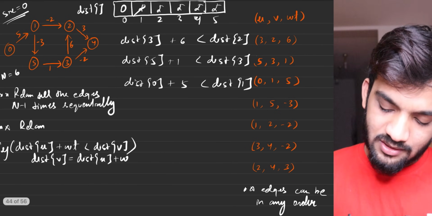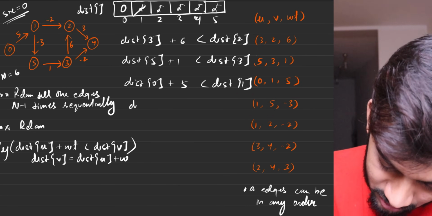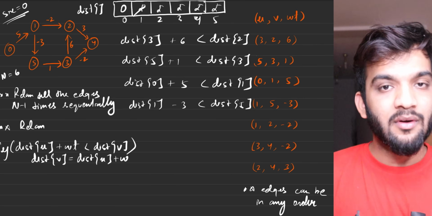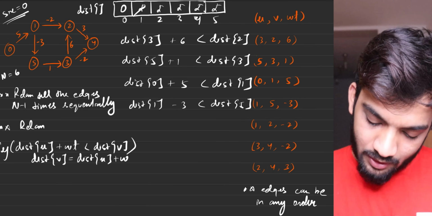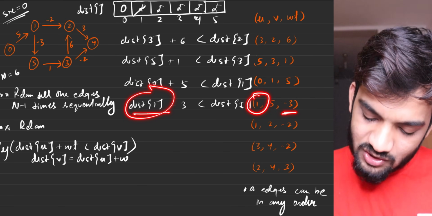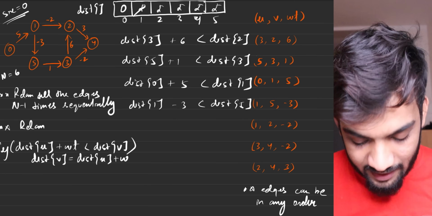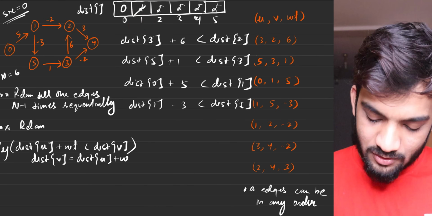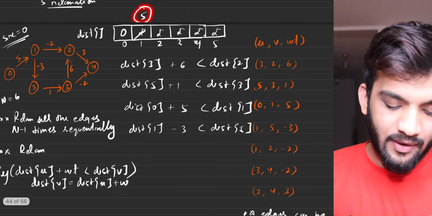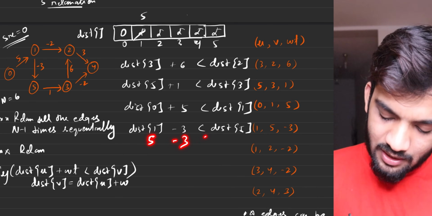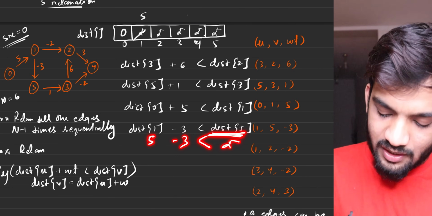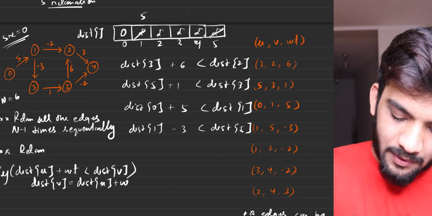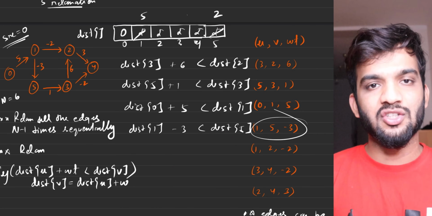Perfect. Next is this one, which has to be relaxed: distance of 1 minus 3 lesser than distance of 5. Very important. If you carefully see, we have a 1 here. So how much has 1 taken as of now? 1 has taken a 5. So it's 5 minus 3 lesser than distance of 5, which is infinity. So 2 is lesser than infinity. So I can reach 5 in distance of 2. So go and update this with a distance of 2, and the relaxation of this particular edge has been done.